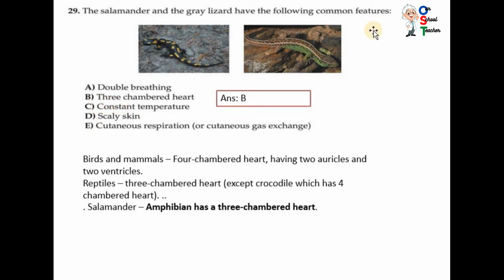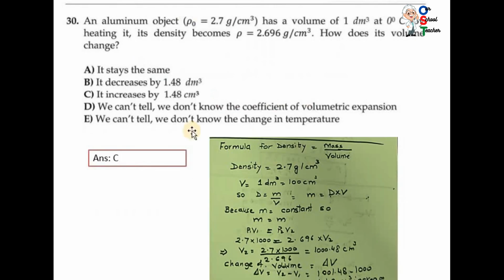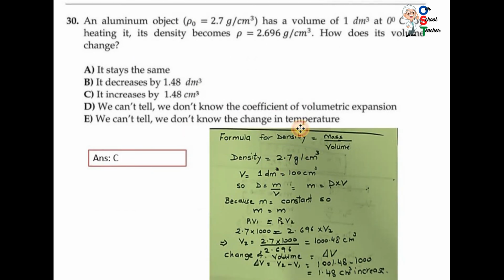Both have 3-chambered heart. Now the last question. Another calculation. Okay, you can see an aluminium object. This is the symbol that represents density, rho. It is called rho. Rho naught is equal to 2.7 gram per cubic centimeter. It has a volume of 1 decimeter cube at 0 degree centigrade. By heating it, its density becomes rho is equal to 2.696 gram per cubic centimeter. How does its volume change?